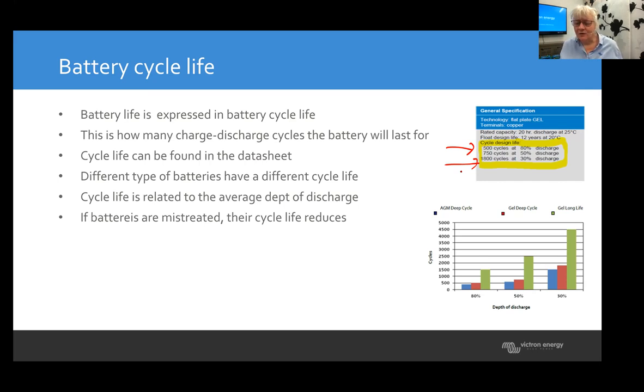So life is totally related to what model you have. In this little chart here, you have AGM, gel, and gel long life. Gel long life, that's basically your two-volt cells. So you can see already a really big difference, and that also relates to the price. An AGM battery is cheaper than a gel battery, which is cheaper again than those two-volt cells. So the more money you pay, the more life you get out of it as well. That's another thing that relates to each other. Nothing in the world is for free, unfortunately.